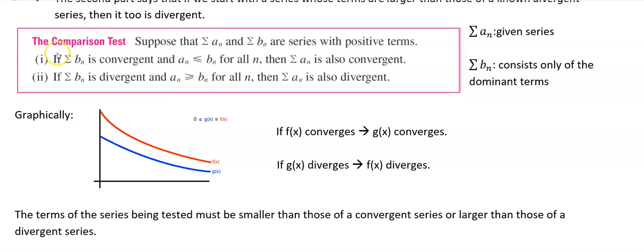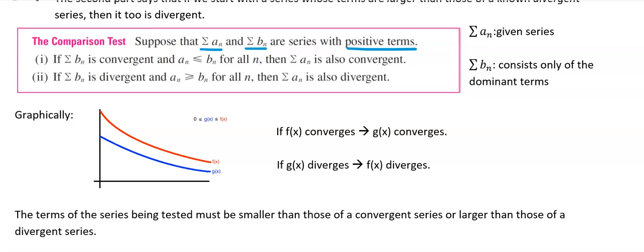What I just described is known as the comparison test. So first of all, again, we're comparing two series. We're comparing series a sub n and series b sub n, and these are series that have positive terms. Okay, so no negatives, positives.